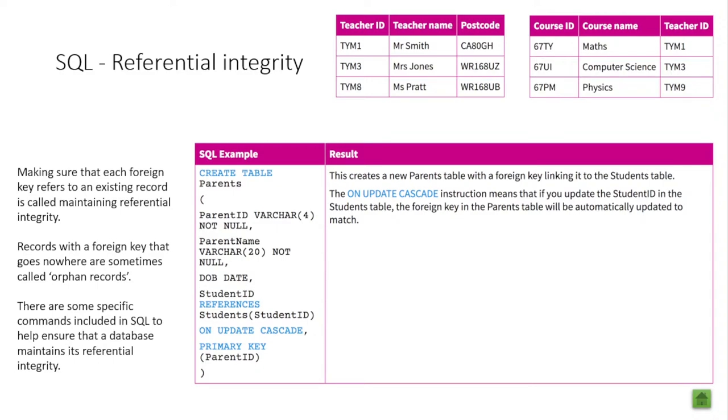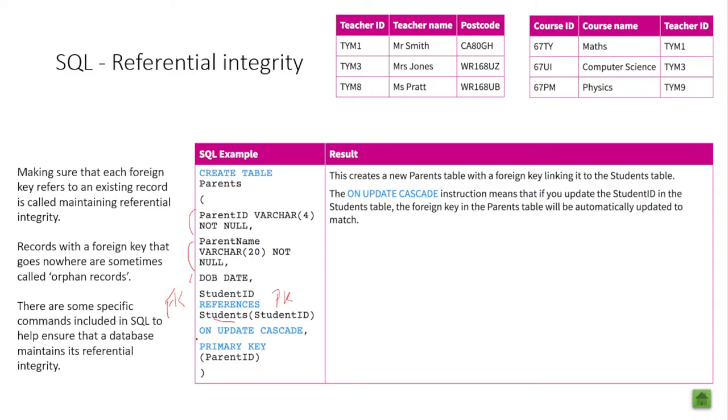Now, I've never seen anything use referential integrity in the exams yet, I don't think. But it could be possible. So create a table called parents. Make sure your parent ID is not null. Make sure your parent name is not null. Create a date of birth. Student ID references the student's student ID. So this will be the primary key from the student's table. And that creates the foreign key.